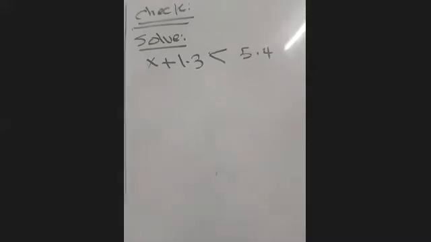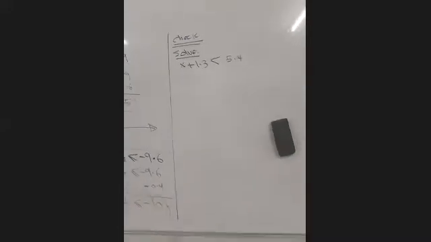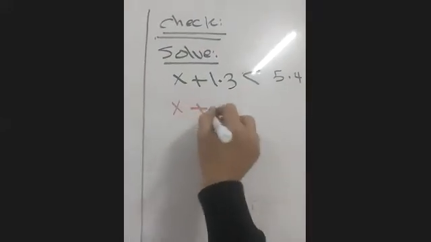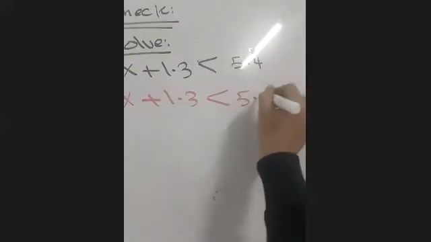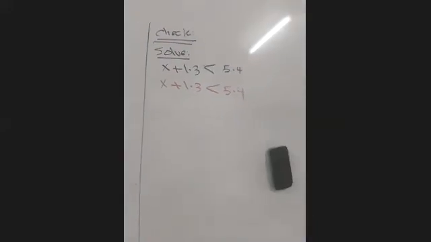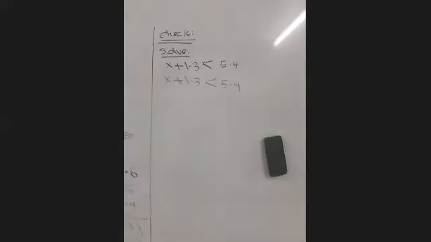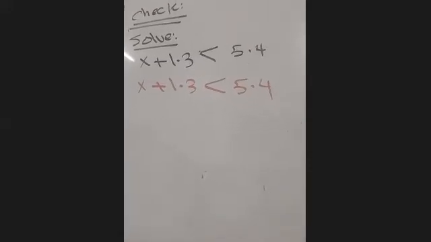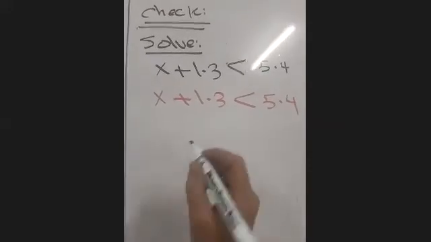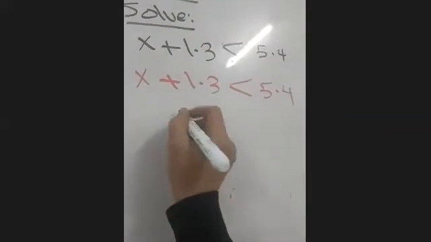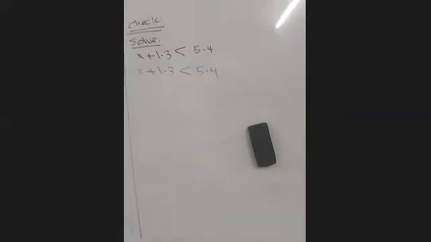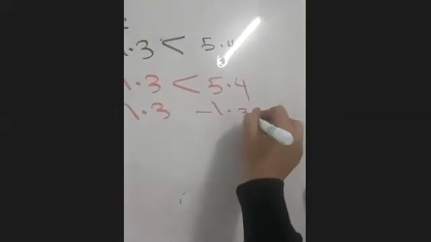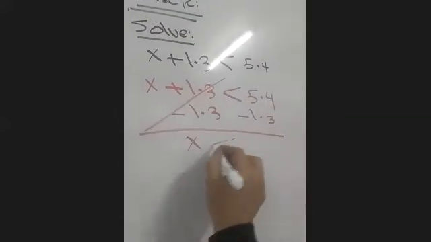What's the first step, Faris? Rewrite the inequality: x plus 1.3 less than 5.4. Where is the variable here? X. What's the connected number? 1.3. We add or we subtract in both sides? Subtract in both sides because this is positive. So here, minus 1.3 in both sides, right? Now tell me, these are gone, still x less than.